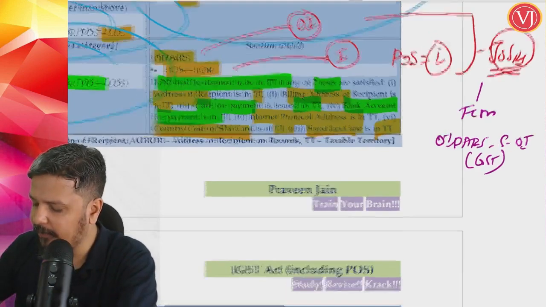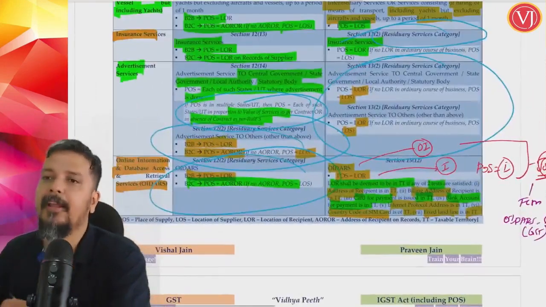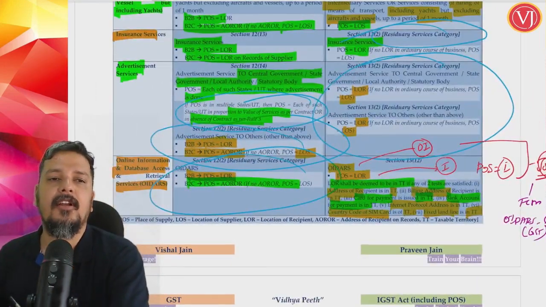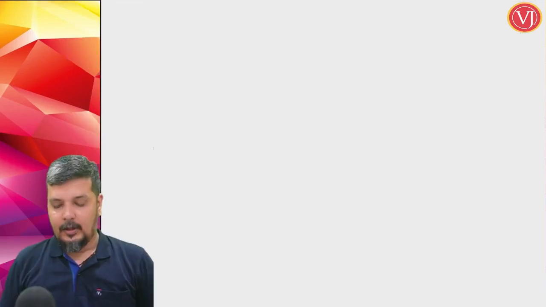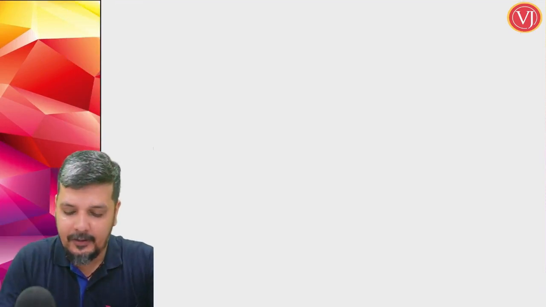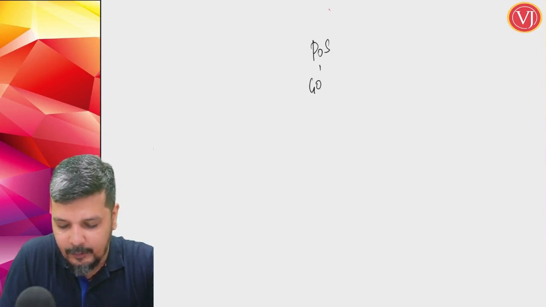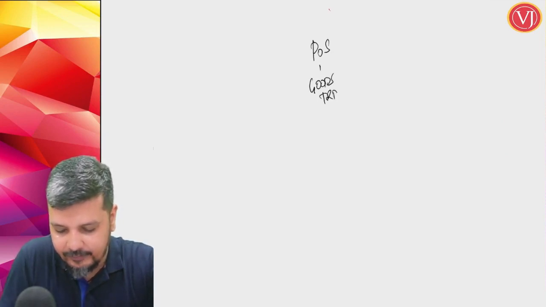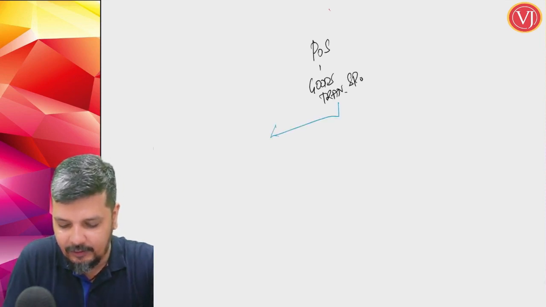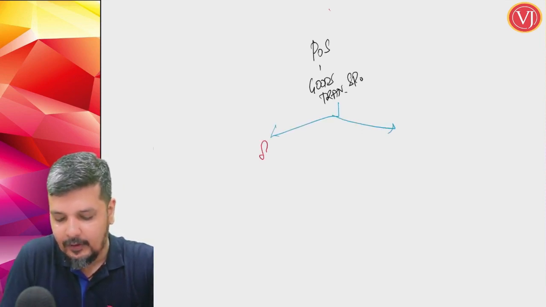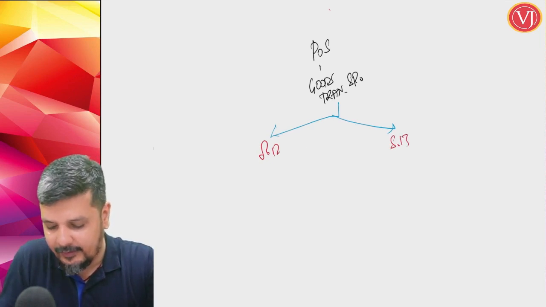So that is all with respect to your place of supply in terms of section 12 and section 13. Now, changing your place of supply for the goods transportation sector, goods transportation services, whether it is section 12 or section 13, there is a change in both.